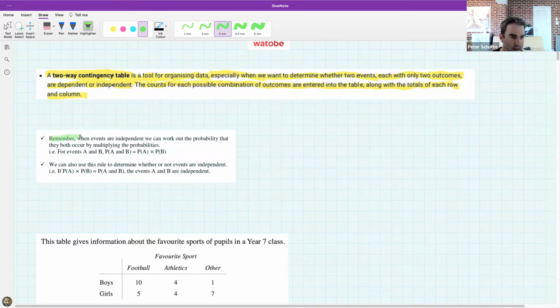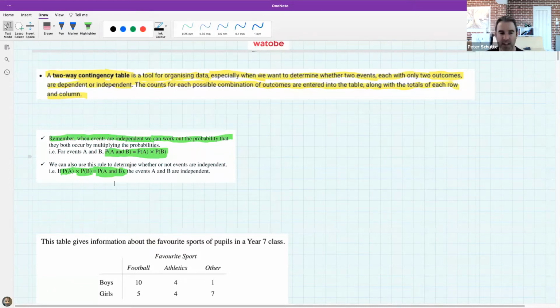So remember, when we know events are independent, you can work out the probability by using this identity: P of A and B equals P of A times P of B. However, we can also use this rule if we have two events, specifically in a table, and we want to show that the events are independent. We need to then show P of A times P of B equals P of A and B. And again, the only reason I'm bringing this up at the beginning is I want it to be sitting roughly in your head when we actually look at tables.